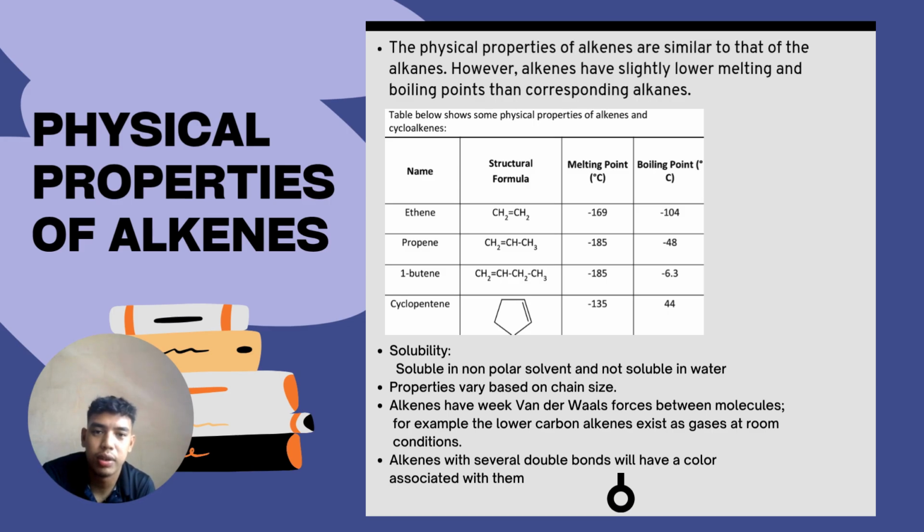Alkenes are soluble in non-polar solvents and not soluble in water. Properties vary based on chain size. Alkenes also have weak van der Waals forces between molecules. For example, the lower carbon alkenes exist as gases at room conditions. Alkenes with several double bonds will have a color associated with them.